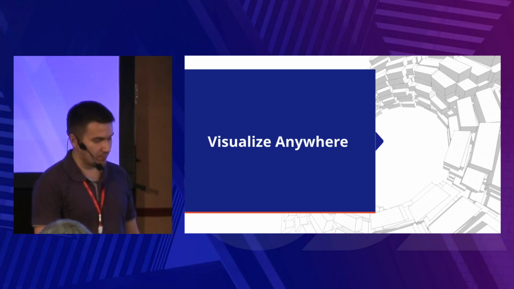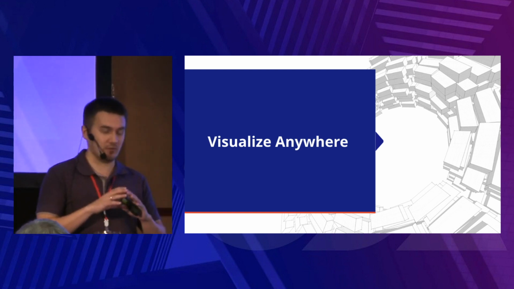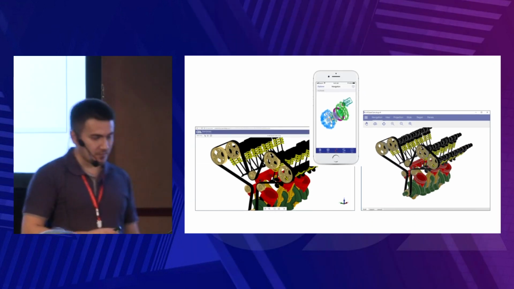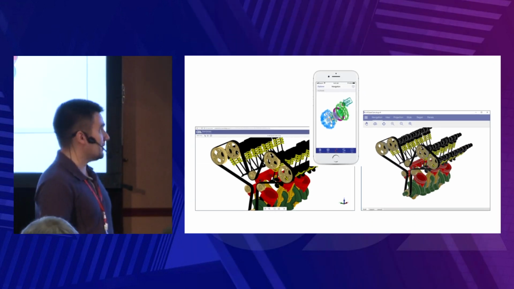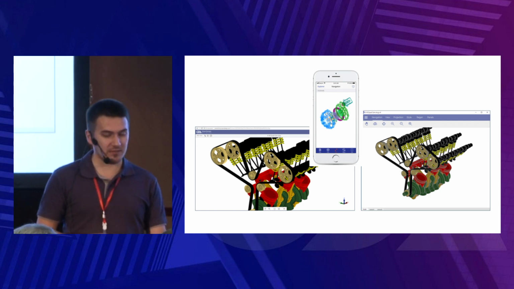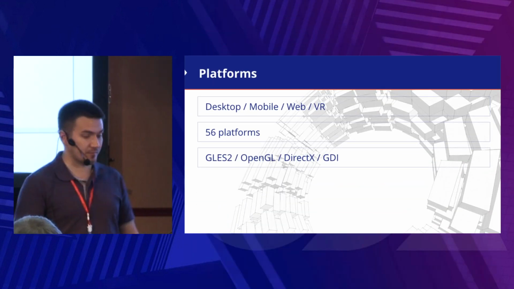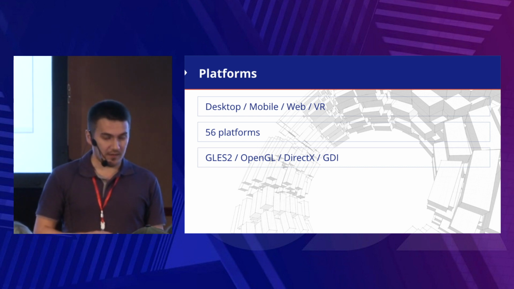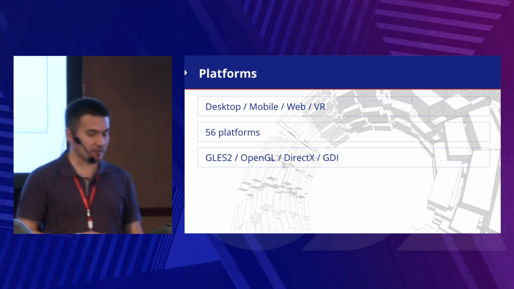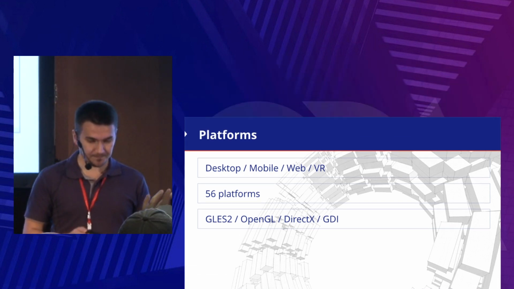So, Visualize, among other good features, has another one: a presence on all common platforms. Visualize can be run on desktop platforms, on mobile and web platforms, and even on virtual reality. We support 56 different platforms overall. And besides that, we support different devices like GL-ES2, OpenGL, DirectX, and GDI.